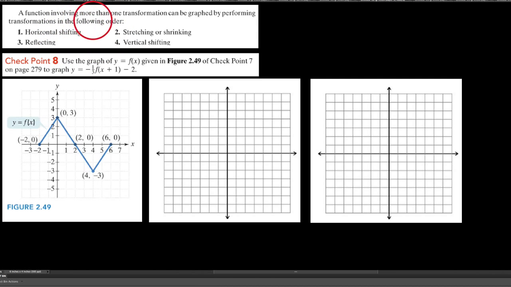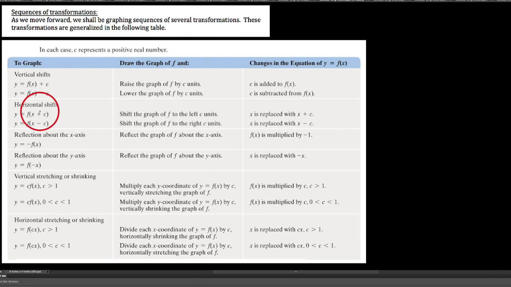So we say a function involving more than one transformation can be graphed by performing transformations in the following order, starting always with the horizontal shift of our function. Recall that horizontal shift happens when we take our original function and add on or subtract off some constant to the x values inside the parentheses. This is an opposite shift: if we're adding a positive number, it actually shifts to the left c units, and if we're subtracting a positive number, it's going to shift to the right c units.